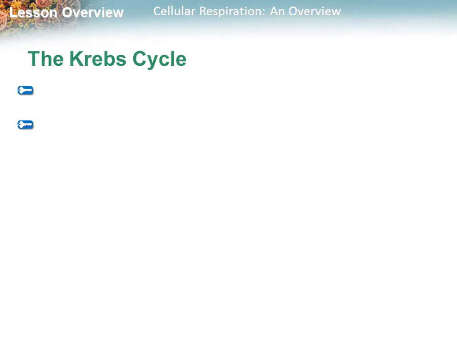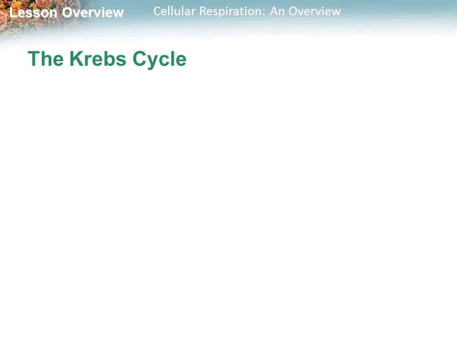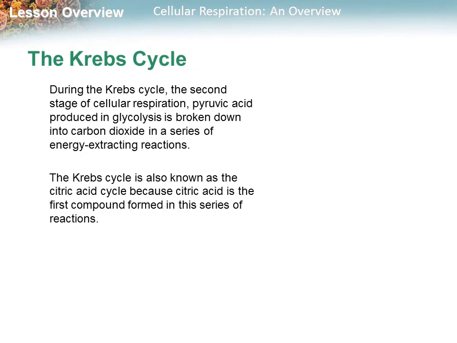Now let's jump to the Krebs cycle. So in our discussion, we will see what happens during the Krebs cycle. Generally speaking, during the Krebs cycle, pyruvic acid is broken down into carbon dioxide in a series of energy extracting reactions. Well, now let's see the Krebs cycle, that is the second stage of cellular respiration.